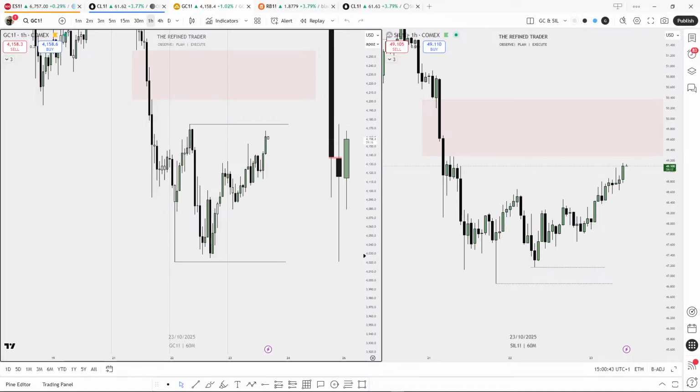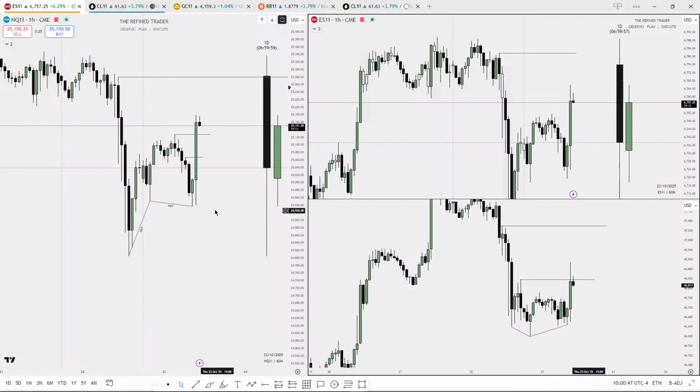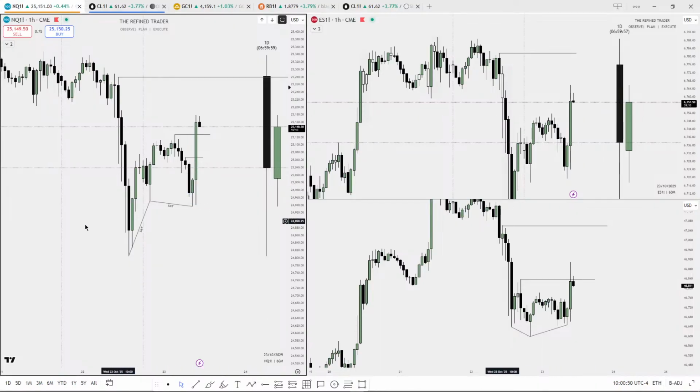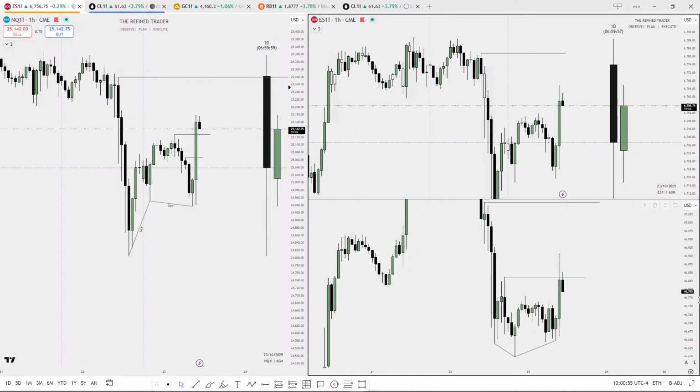Let's see what we got today. So I took a quick look on indices. I got that two-stage SMT, that strength switch SMT. It was a beautiful SMT. There was a beautiful long on that candle, but since I don't trade the 9 a.m., yeah, it was unfortunate.